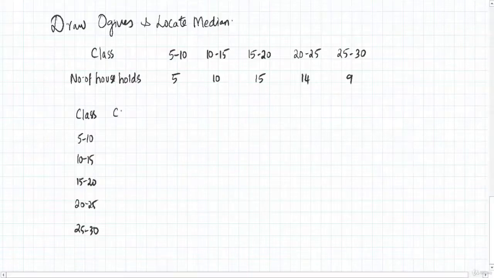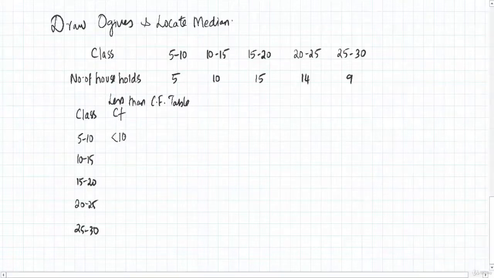I'm going to create a cumulative frequency and call it the less than cumulative frequency table. To start with, corresponding to this class, I will start with the cumulative frequency less than 5. Should I start with less than 5 or less than 10? Here you have the class as 5 to 10, so within 5 to 10 you have 5 households. If I write the cumulative frequency as less than 5, then I am wrong because I don't have that information. So this should be changed to less than 10.